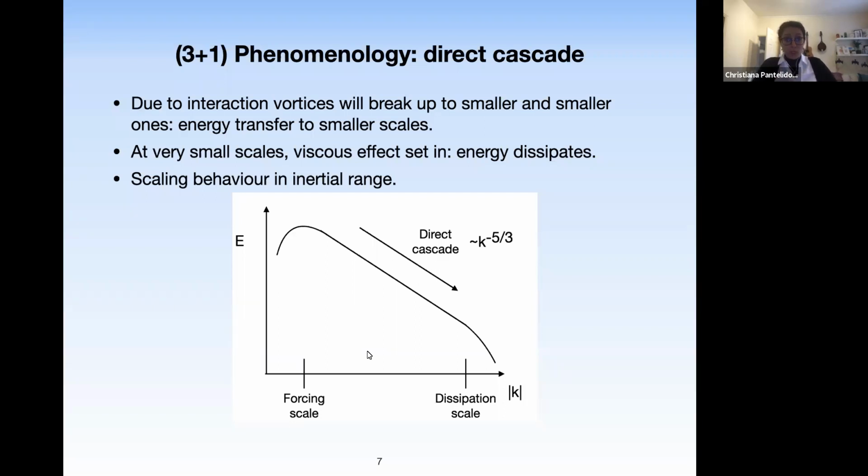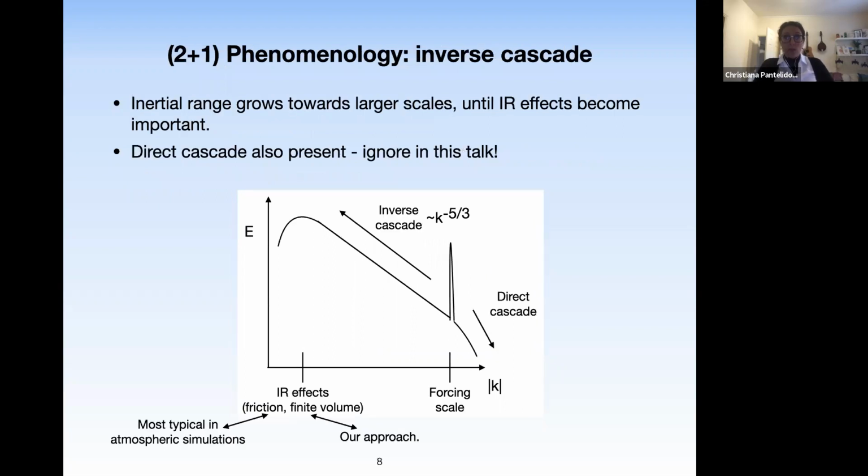Okay, so this is what happens in 3+1 dimensions. Let's now see what happens if we were in 2+1 dimensions. What happens is that even though the picture that we get at the end of the day looks roughly similar to what we had before, the process is the opposite, in the sense that here we don't have a direct cascade, we have an inverse cascade. Okay, so what happens is the following.